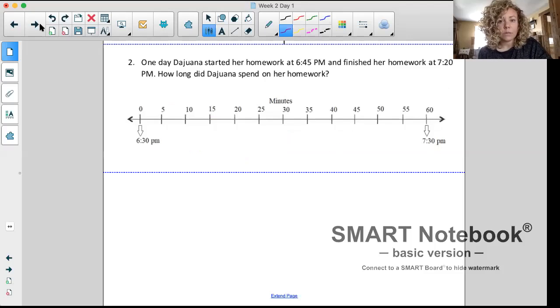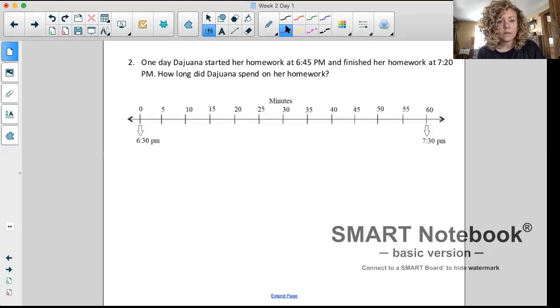All right, our next word problem. This one says, one day Dawana starts her homework at 6:45 p.m. and finishes her homework at 7:20 p.m. How long does it take? How long did Dawana spend on her homework? Okay. She starts at 6:45. We always want to find our starting point first. This number line is also done for us. We see 6:30 here, 7:30 there, and then every 5 minutes marked all the way between 6:30 and 7:30. So 6:45 is going to be 15 minutes after 6:30. Here's our starting point. I'm going to start by labeling that.